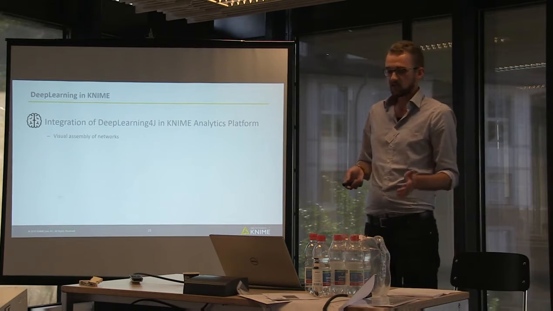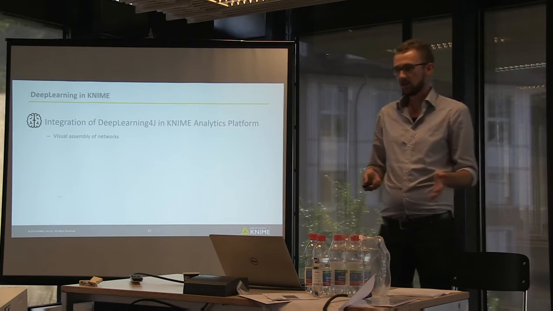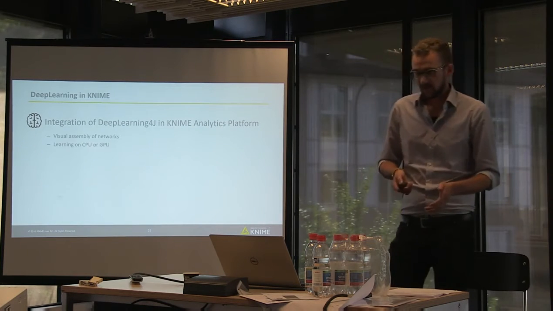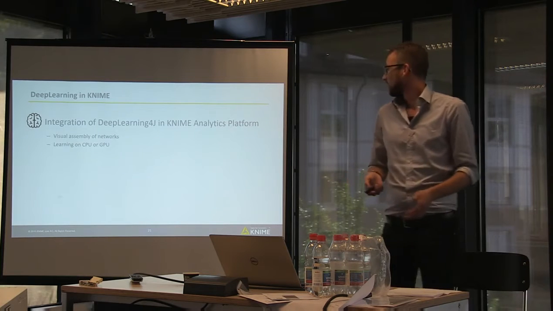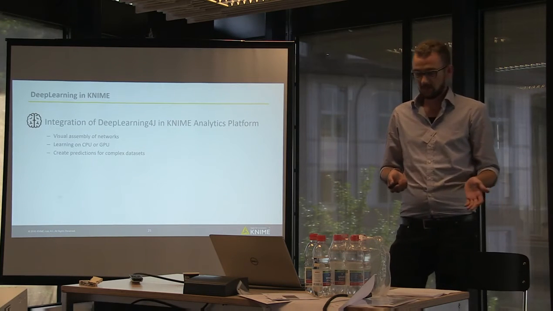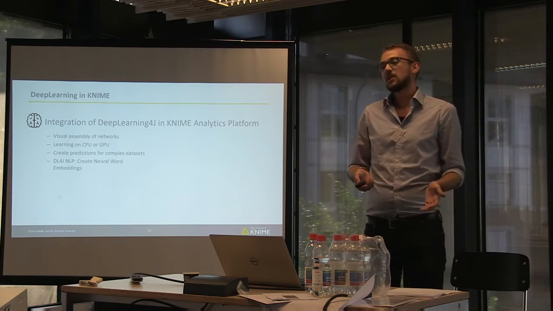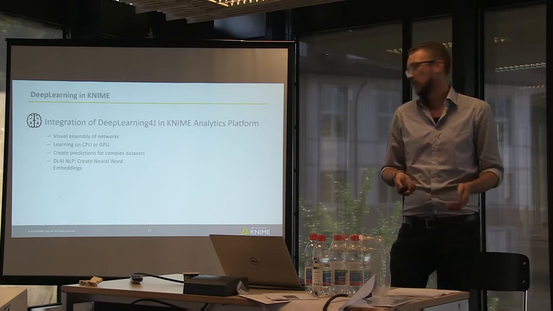So now how does this work in the KNIME integration? With this integration, you can now visually create networks using our node system. Then of course, as I mentioned, you can learn either on CPU or GPU. This allows you to create predictions for complicated data sets. And there's also a node which allows you to create these neural word embeddings.